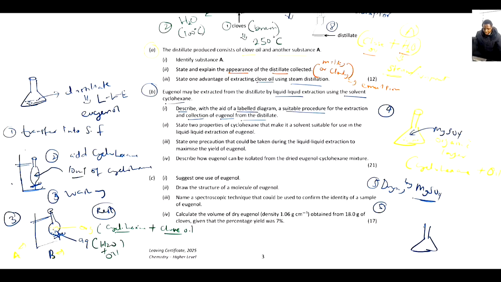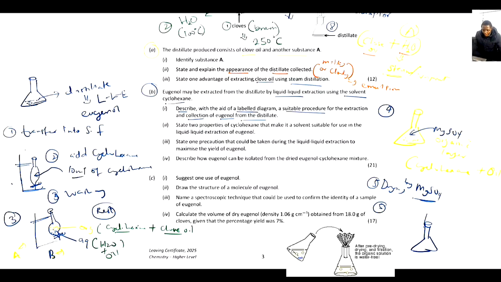So we have gravitational filtration. Now, inside, put your filter paper. So filter paper. You put filter paper, and this is what we call gravity filtration.